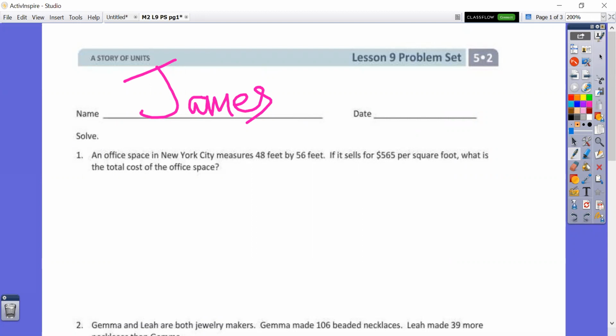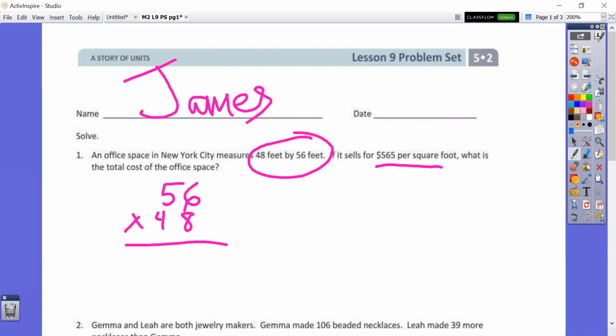So we first need to find out the square footage, which is we're going to multiply 48 by 56, and then we're going to be multiplying by 565. I'm going to use the standard algorithm, but if you need to use the area model to be successful, please use that. 8 times 6 is 48. 8 times 5 is 40, plus 4 more is 44. Now we're into the tens place, so 4 times 6 is 24. 4 times 5 is 20, plus 2 more.